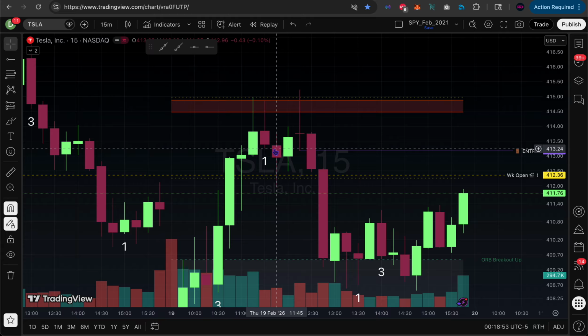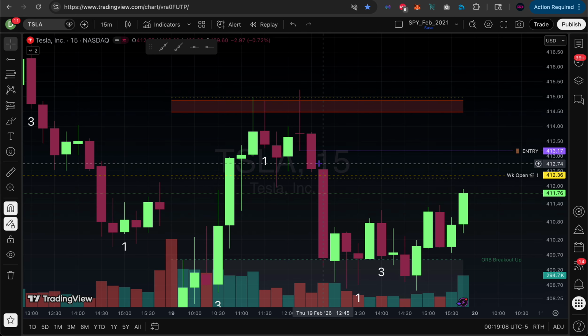And actually, in hindsight, I think I did take this and then just got out break even, because this is an ideal entry as well. So here, I just need it to stay below my weekly open. If it doesn't, then what am I doing? I'm watching and I have my stops at break even.